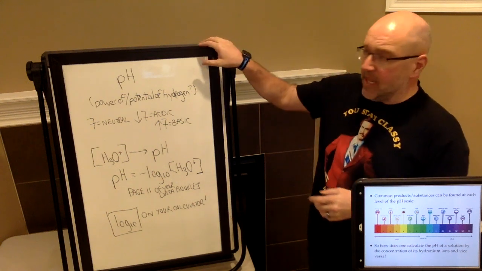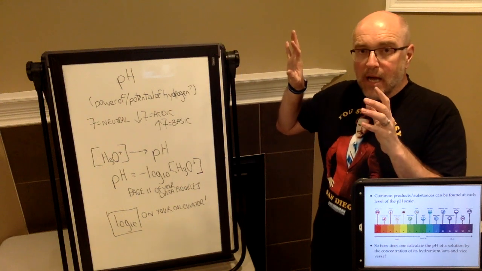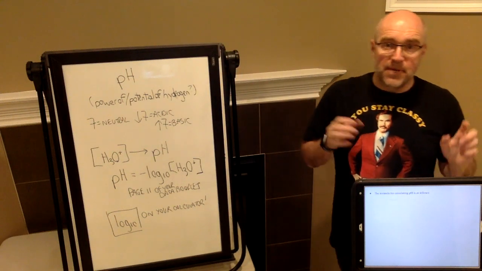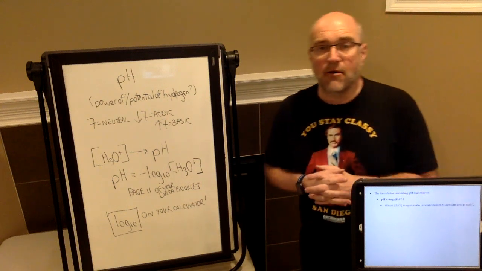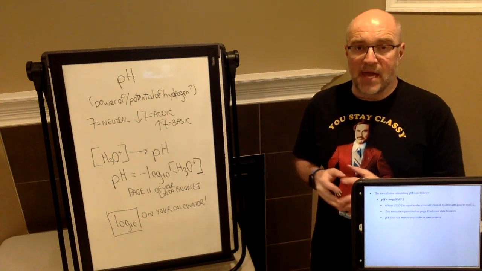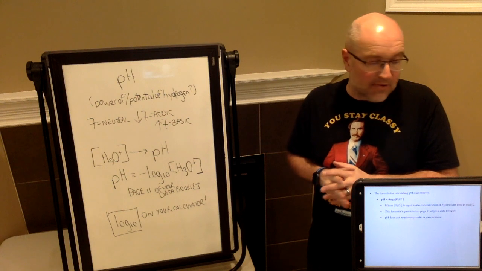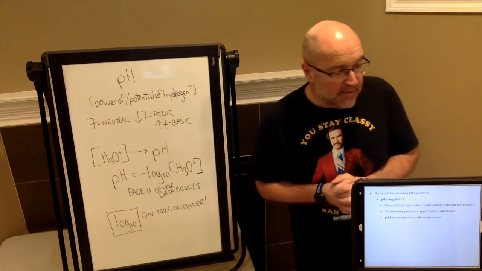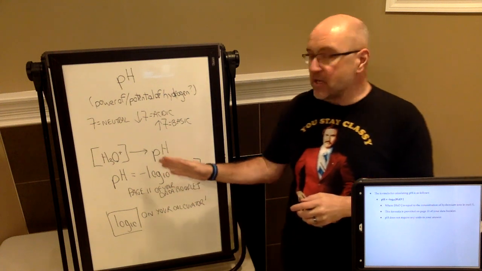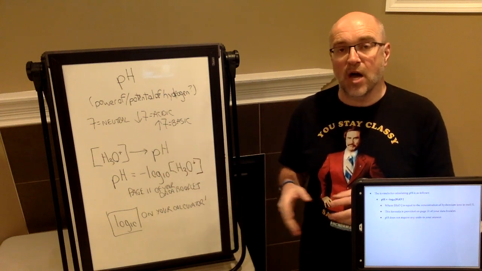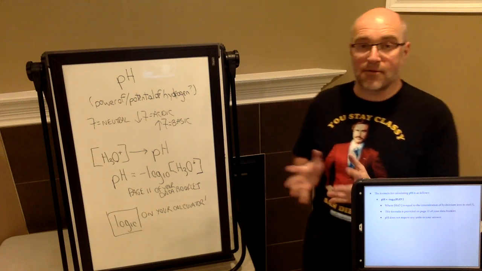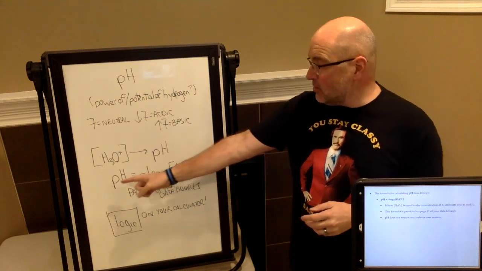But how do you calculate the actual pH of a solution? Well, as I mentioned, pH is a measurement of the amount of hydronium that is present in a solution. So there is a formula that we use for this. If I'm trying to calculate the pH of a solution based on the concentration of hydronium in the solution, I'm going to use this formula.